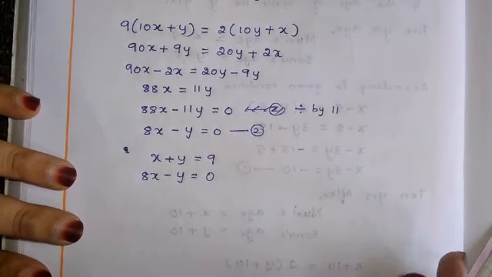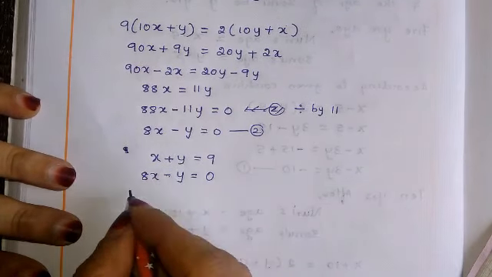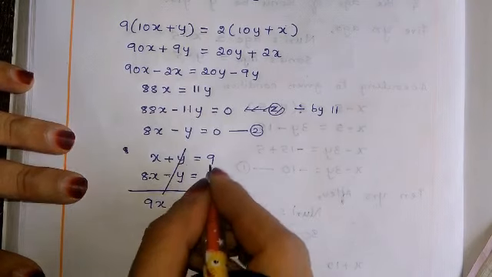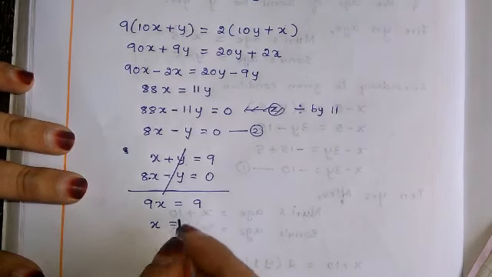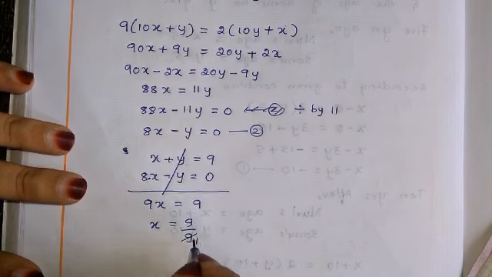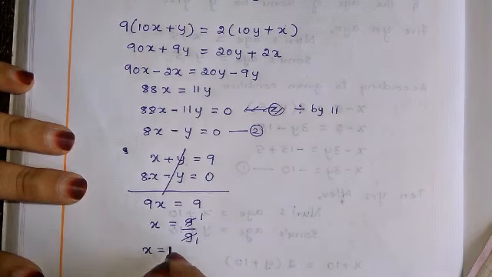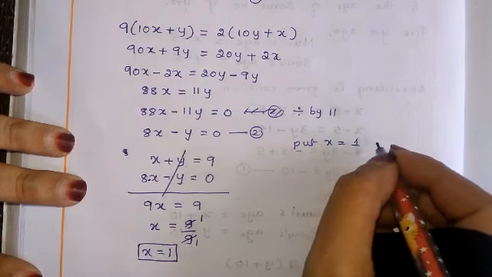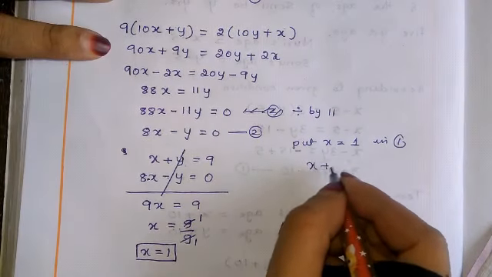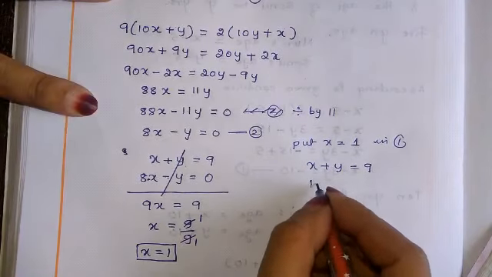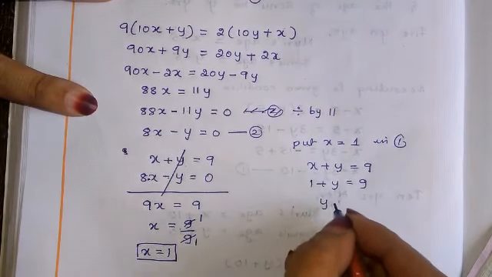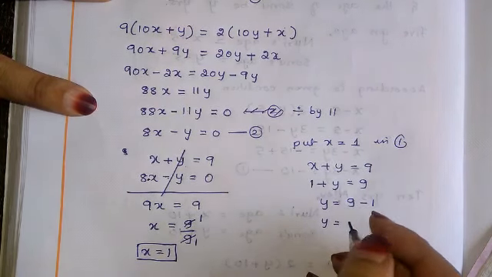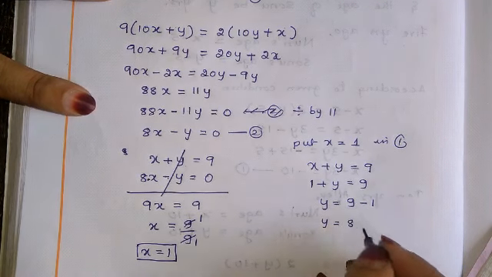Here we can see clearly that plus y and minus y we can eliminate directly without changing sign. 8x plus x, 9x is equal to 9 plus 0, is 9. x is equal to 9 by 9. 9 ones are 9. x value we got is 1. So put x equal to 1 in equation 1. x plus y is equal to 9, so 1 plus y is equal to 9. y is equal to 9 minus 1, which is 8.